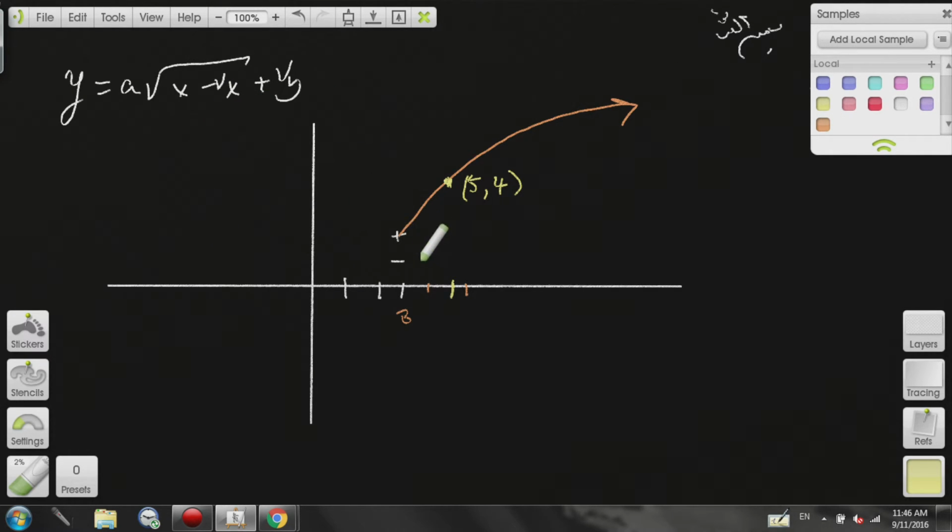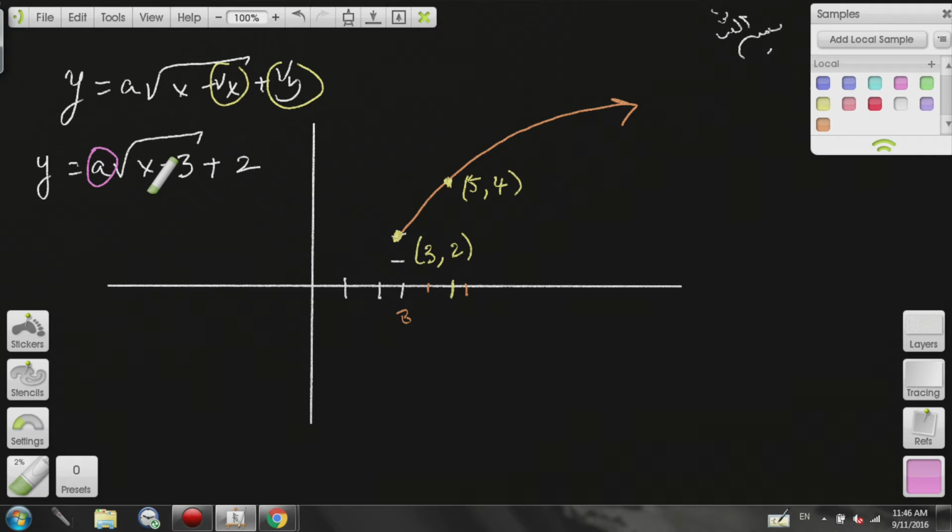Well, what do I know so far? I know the vertex that's given to me, the pseudo-vertex. That's 3 and 2. Well, that's very good. I know this already, so I can plug that in, right? That's easy now. So I got y equals a times square root of x minus 3 plus 2. Okay, that's very good. The only thing I don't know is a.